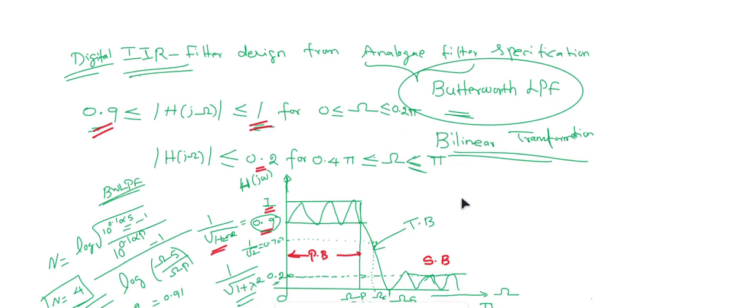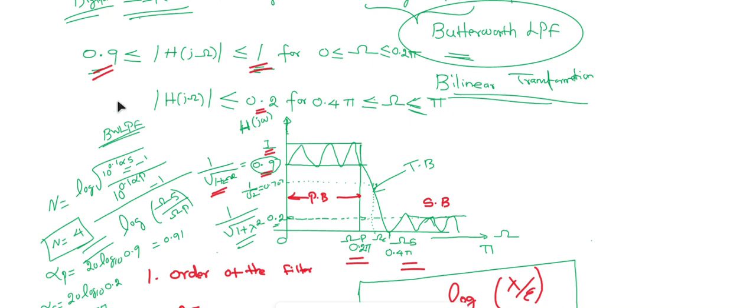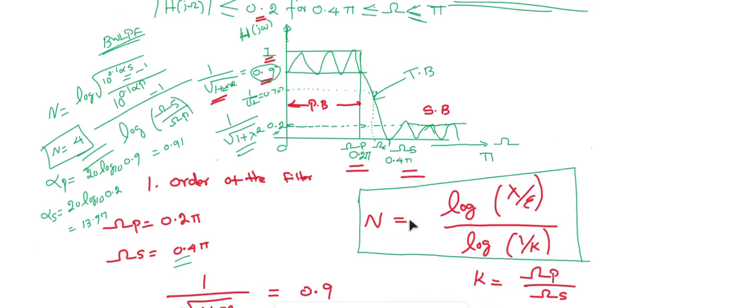So the first step is to plot the frequency response with the given specification. The parameters given are omega p, omega s, and the ripples in the passband and ripples in the stopband. From the given specification, we can determine the order of the filter by using either this formula or that formula. If you want to use this formula, determine alpha s and alpha p. In dB, you can determine 20 log of the given specification in the passband, so 0.9, and similarly alpha s can be determined.